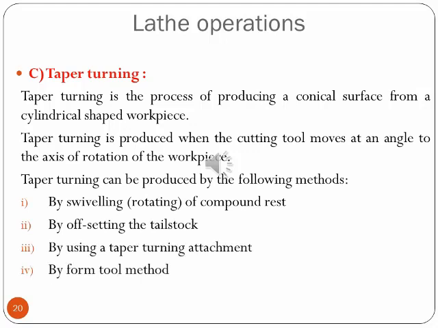The next operation is the taper turning operation. Taper turning is a process of producing conical surfaces from a cylindrical workpiece. Taper turning is produced when the cutting tool moves at an angle to the axis of rotation of the workpiece. It can be produced by various methods like swiveling of the compound rest, offsetting the tailstock, using a taper turning attachment, or using a form tool method. So these are the various methods by which the taper turning operation can be done.